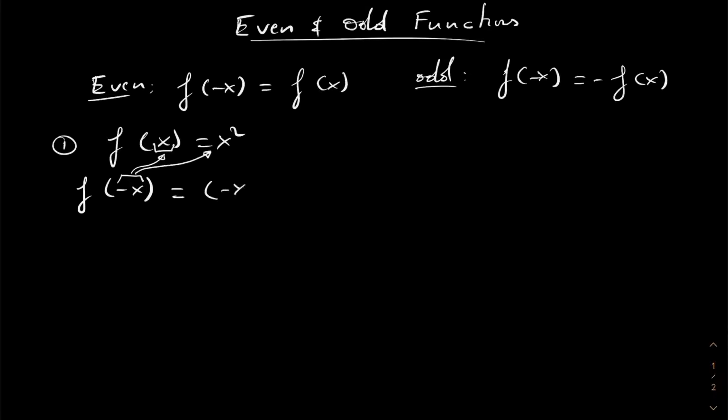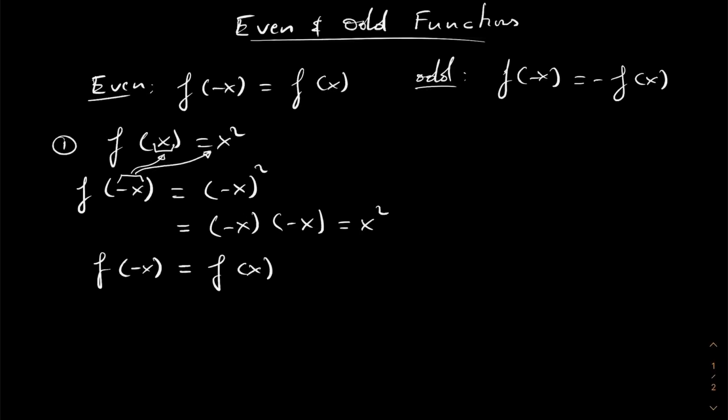So we have here f of negative x equals negative x all the way squared. And with that, you get negative x times negative x, which gives you back x squared, because minus times minus is just plus. And so that reverts back to your original function f of x, which is to say that f of negative x is equal to f of x. And so with this, you would have shown that this particular function is an even function.